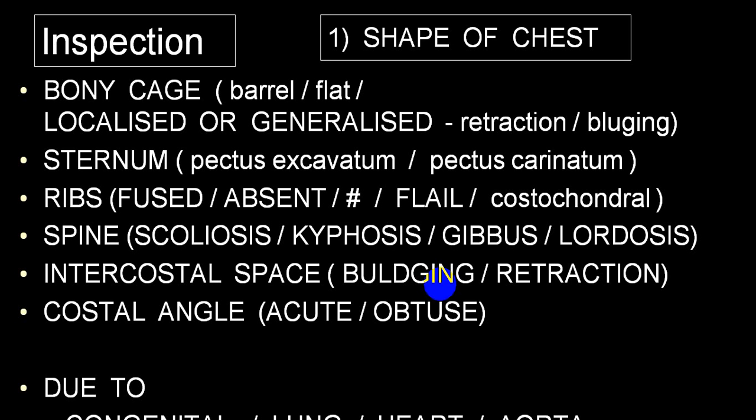While pleural cavity pathophysiology which can produce retraction will be thickened pleura or pleural fibrosis, while bulging will be because of massive pleural effusion, empyema, mesothelioma, which is a malignant tumor of pleural cavity.